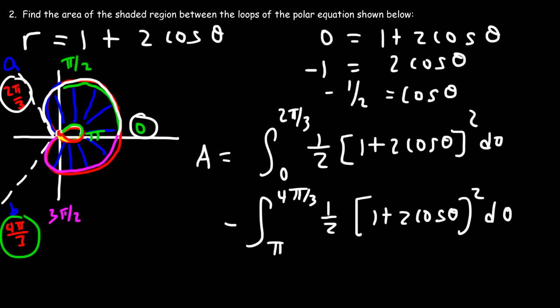Now, this only gives us the area of this shaded region in yellow, not below the x-axis, just above it. And we only have the upper half of the loop, so therefore we need to multiply our answers by 2. So 2 times 1/2 is 1, so these will cancel.